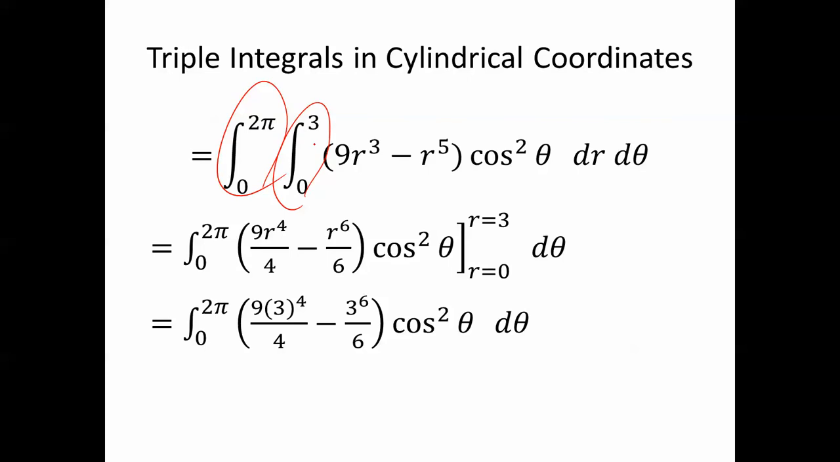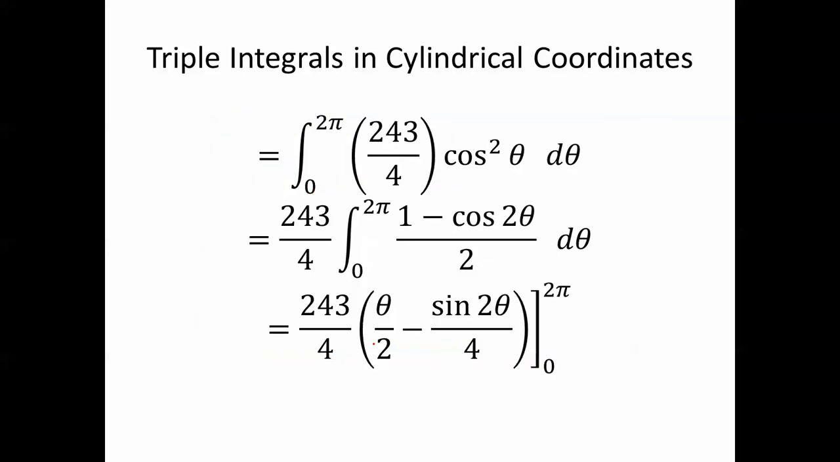Integrate with respect to r, and this becomes (9r to the fourth over 4 minus r to the sixth over 6) cosine squared theta, as r goes from 0 to 3. Plug in r equals 3, and we get this. Plug in r equals 0, and we get nothing. So let's simplify this. When you multiply it out, you end up with 243 over 4. It just works out that way, times cosine squared theta.